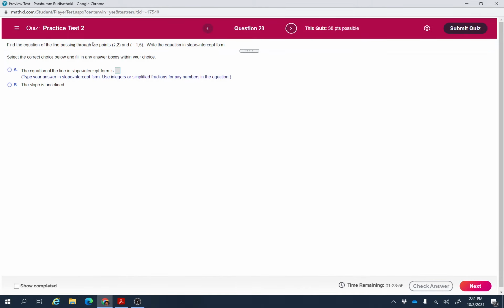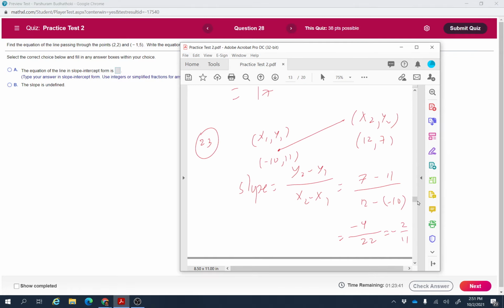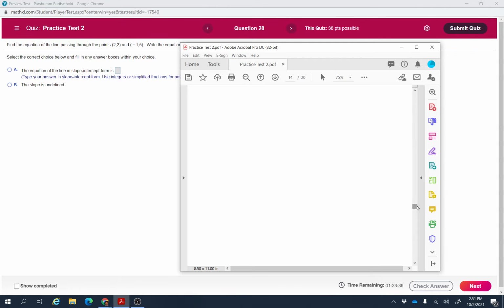Find the equation of line passing through these 2 points. Write the equation in slope-intercept form. Remember, if you want to find the equation of a line, you always have to find the slope. And you are looking for the slope-intercept form. So there is one formula, let's say this is problem 28. You can find the equation of line passing through one point, for example x1, y1, with the slope m.